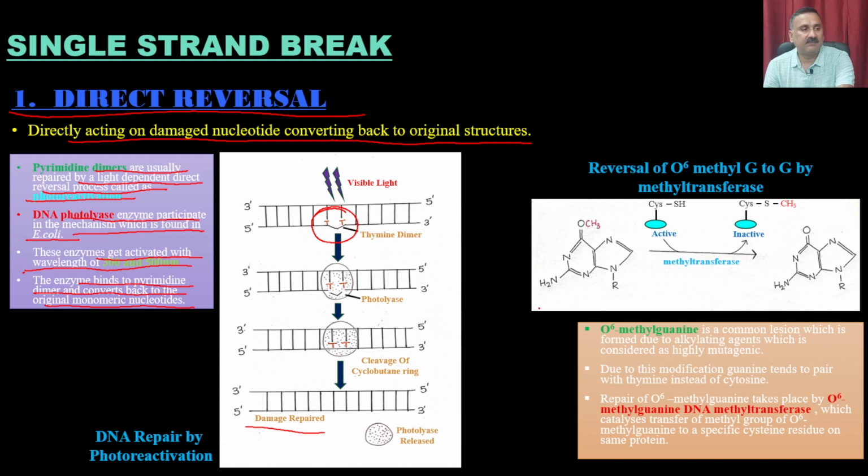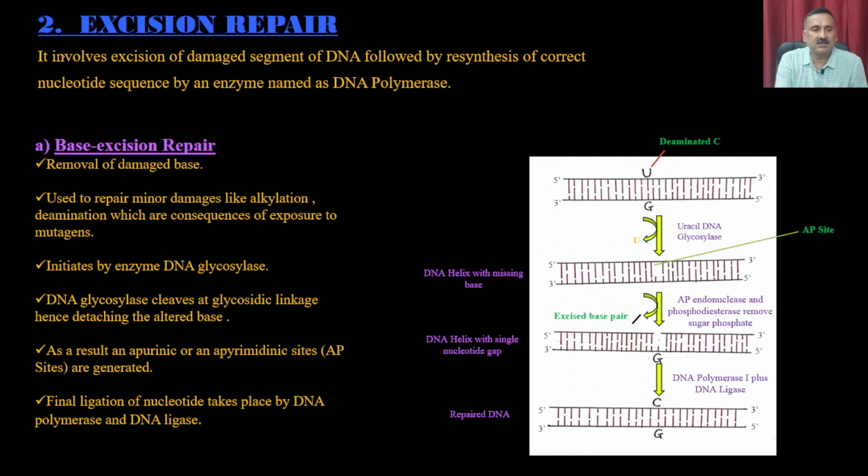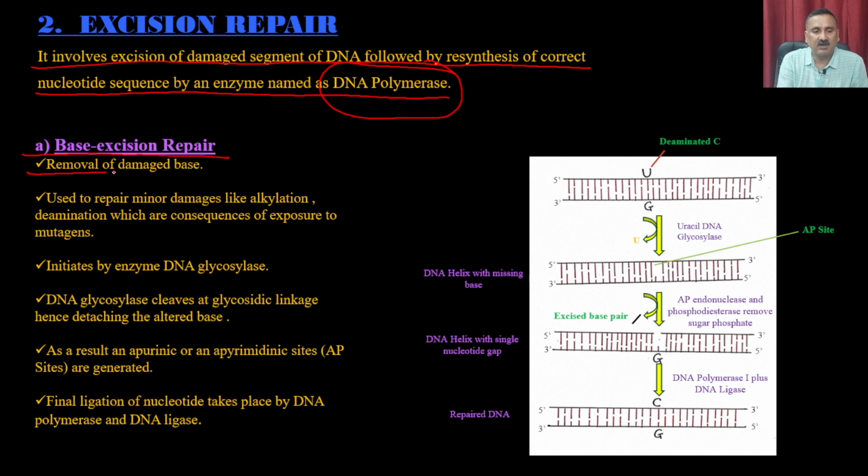Then we also have the excision repairs. Excision repair involves the excision of the damaged segment of DNA, followed by the resynthesis of the correct nucleotide sequence by an enzyme called DNA polymerase. In base excision repair, you have the removal of the damaged base, used to repair minor damages like alkylation and deamination, which are a consequence of exposure to mutagens.